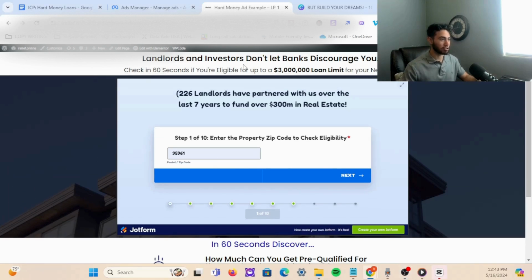Landlords and investors, don't let banks discourage you. Same angle that we already came in with, right? Check in 60 seconds if you're eligible for up to a $3 million loan limit for your next deal. On these landing pages, guys, add a bit more information than you did the last time, just to get them to keep going. Again, that's the whole point of this. Once you already got them to click on the ad, you now need to get them to fill out the form. So we have to do this strategically.